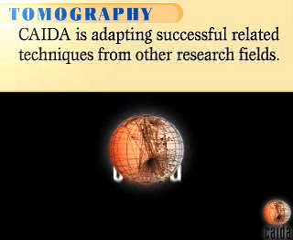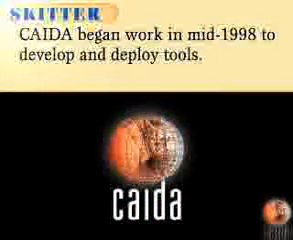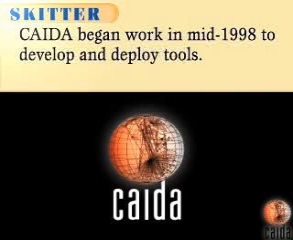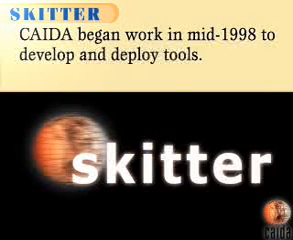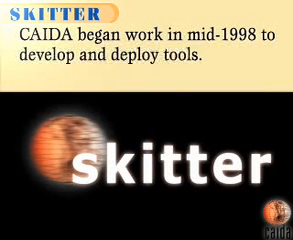With the goal of developing tomographic-like techniques for the Internet, CAIDA began work in mid-1998 to develop and deploy tools to collect, analyze, and visualize data on connectivity and performance of traffic. SKITTER was developed to dynamically discover and depict global Internet topology and to measure the performance of specific paths through the Internet.